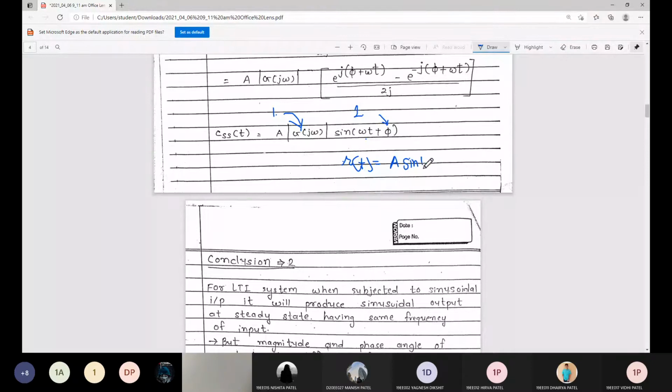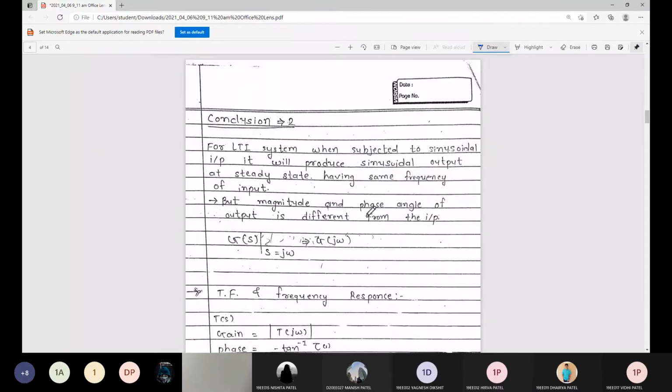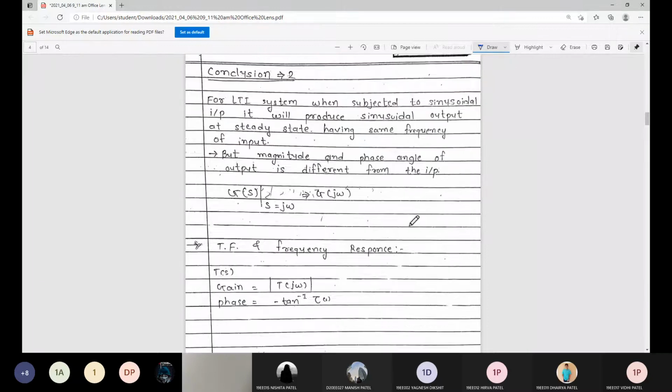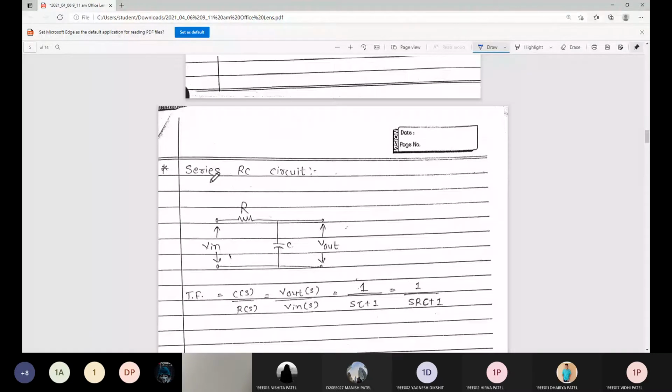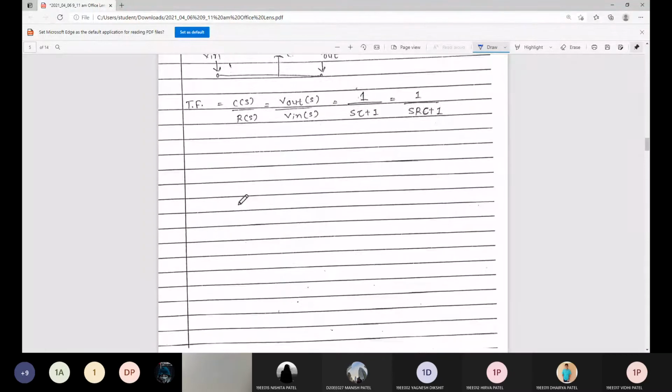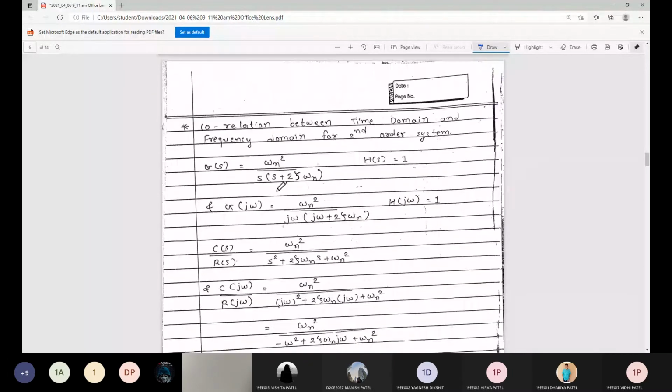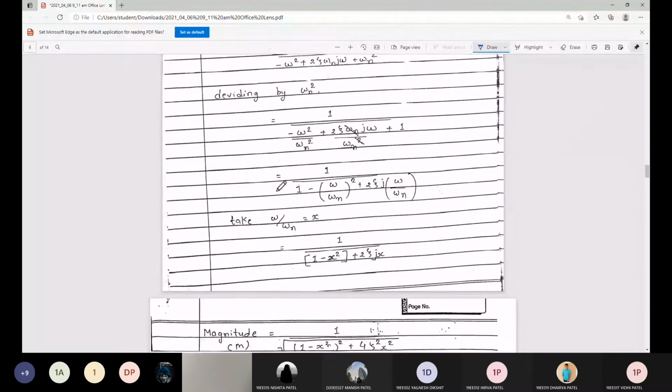The output we are getting has the same frequency, sin omega t, but the magnitude and the phase angle of the output are different from the input. The magnitude previously was A, now the magnitude is multiplied by the magnitude of G(j omega). So you will be having these terms. This we will see in another example, not this one, when we go for the correlation between the time domain and the frequency domain.